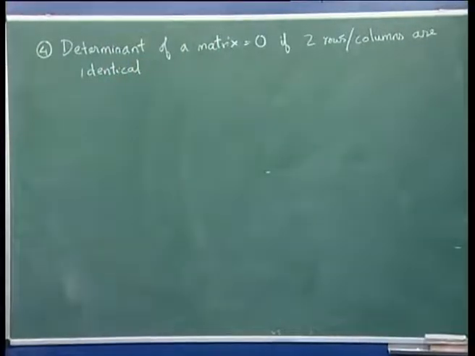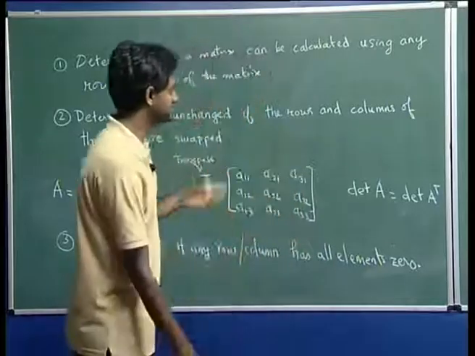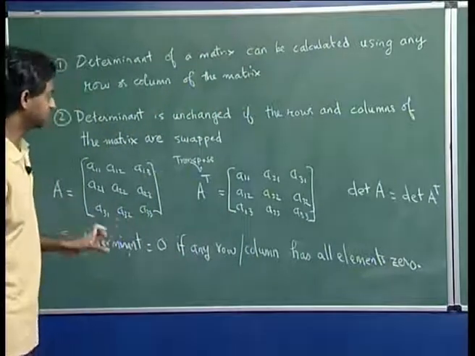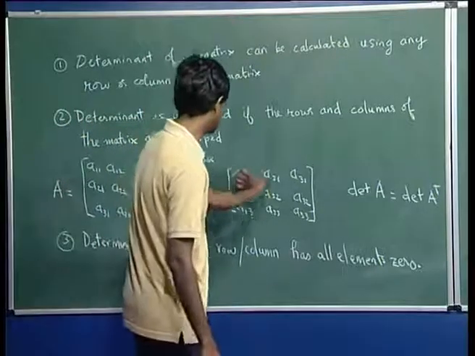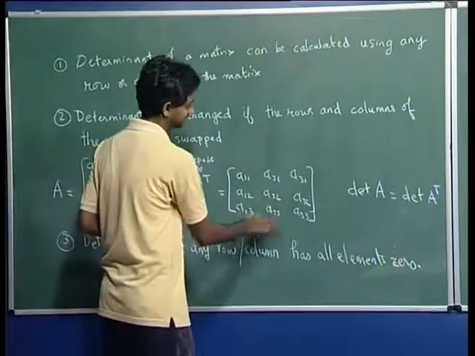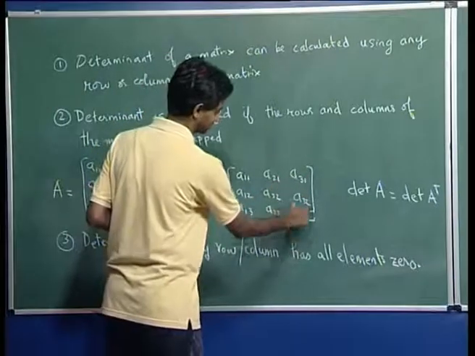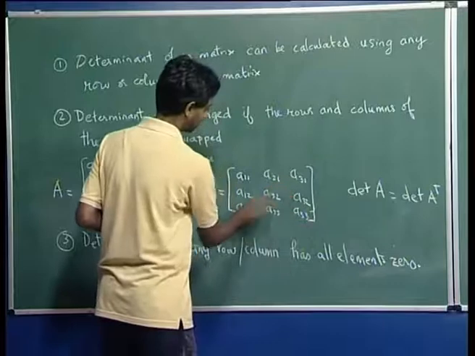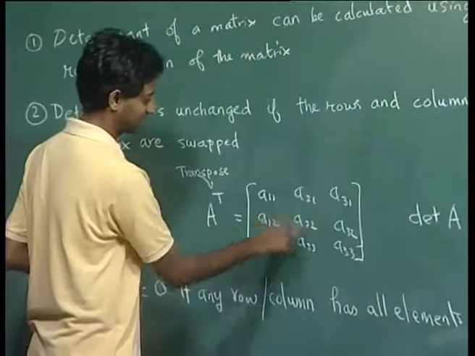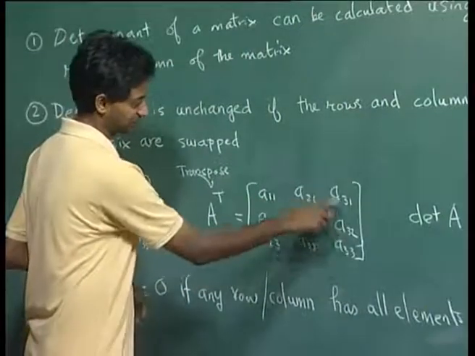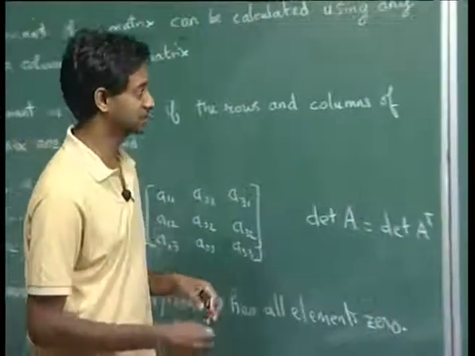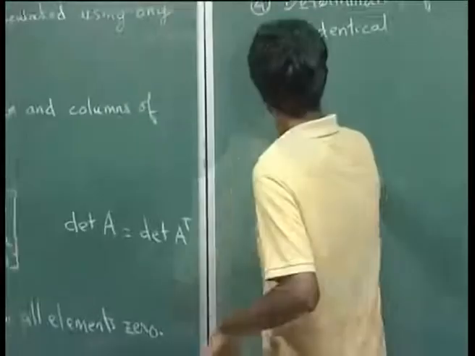Okay. So, if any two rows or columns are identical, then the determinant of the matrix is 0. And that is also fairly obvious to see, because suppose these two columns were identical. Then I can always calculate the determinant using this column, and each of the cofactors will be 0. So the determinant of a matrix is 0 if two rows or columns are identical.